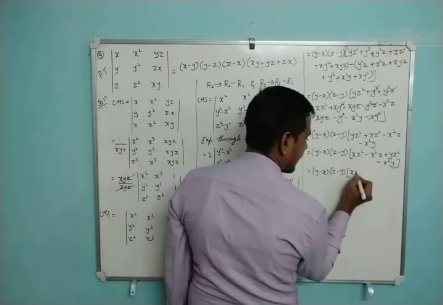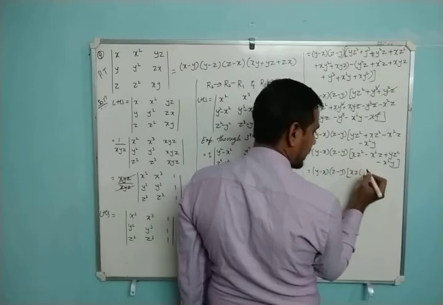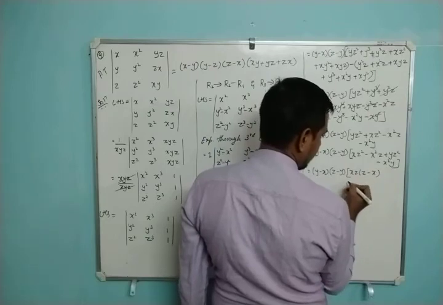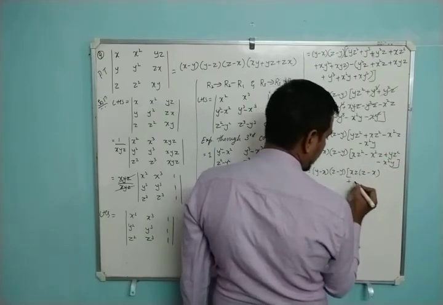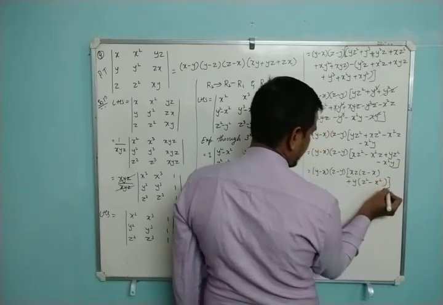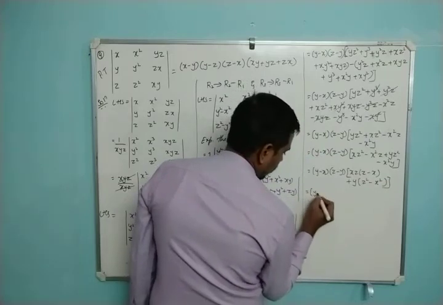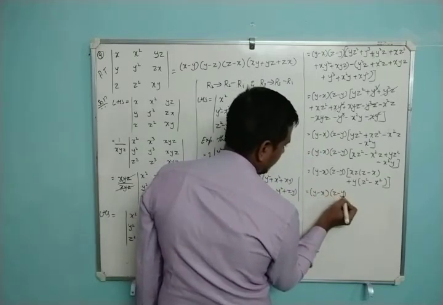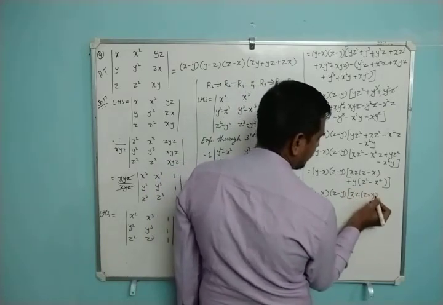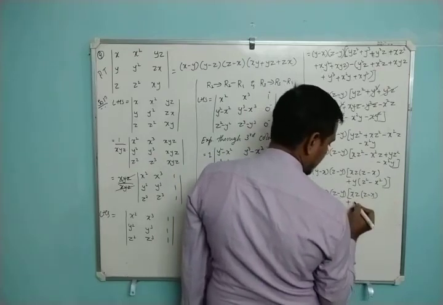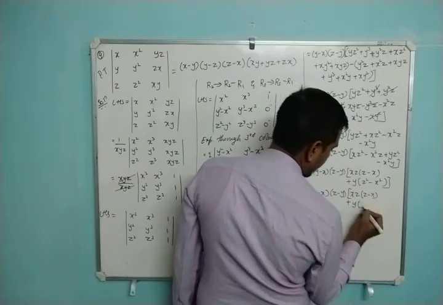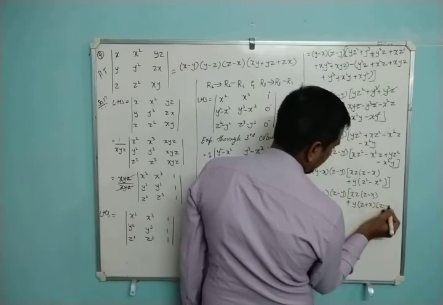I can take xz common. So if I take xz common, what remains? Z minus x, plus, if I take y common, what remains? Z square minus x square. So this is y minus x into z minus y, right? Xz into z minus x plus y into, what is this, z square minus x square? Z plus x into z minus x.